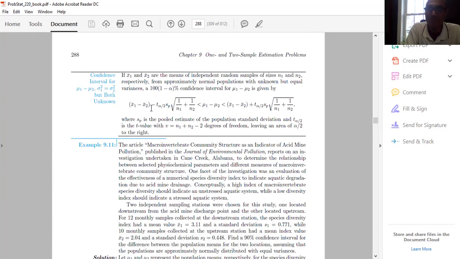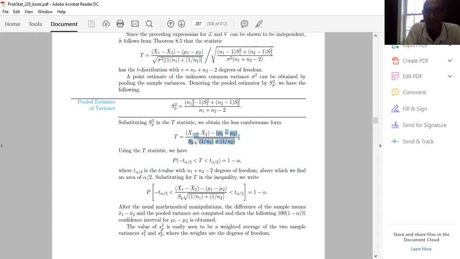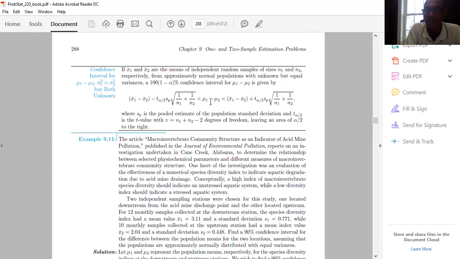So x1 bar minus x2 bar minus T alpha by 2. Instead of Z, now you have T and SP. This is slightly different. And this is SP. SP is given by this one: N1 minus 1 S1 square plus N2 minus 1 S2 square, with N1 plus N2 minus 2 in the denominator. So that is my SP. So that's the difference: SP over here and here, there is no sigma you can see.